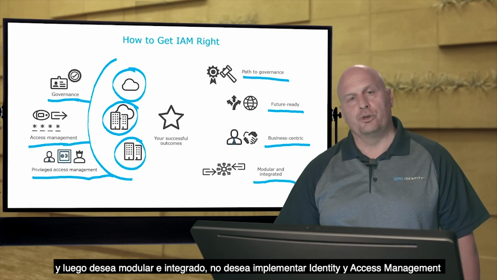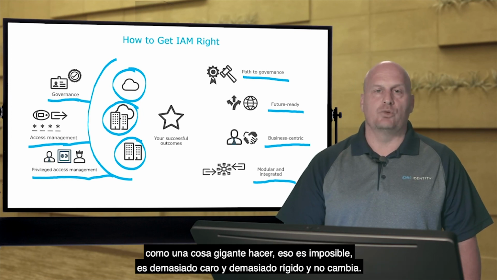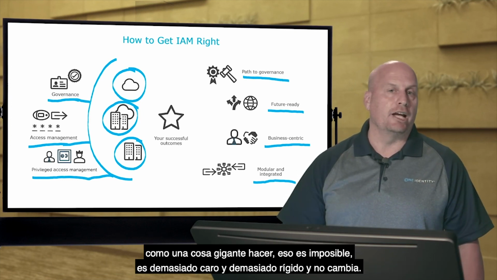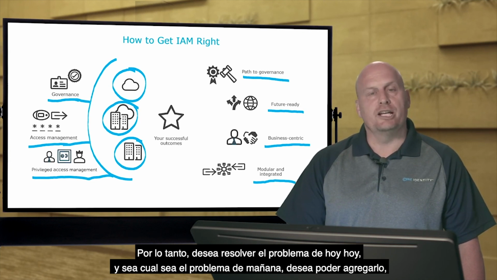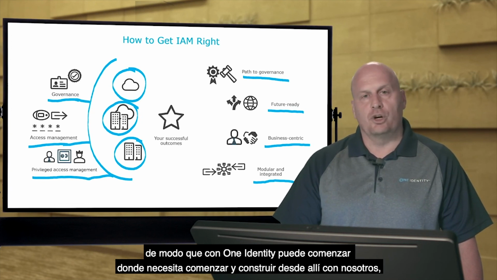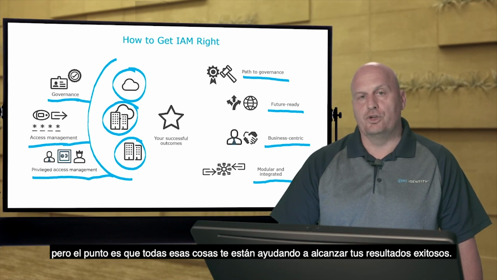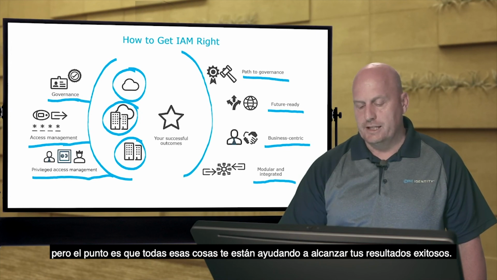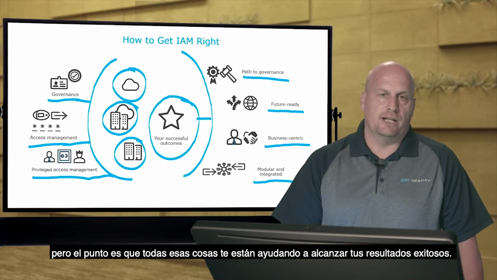And then you want modular and integrated. You don't want to implement identity and access management as one giant thing that you do. That's just impossible. It's too expensive and it's too rigid and doesn't change. So you want to solve today's problem today, and then whatever tomorrow's problem is, you want to be able to add on to that. So with One Identity, you can start where you need to start and build from there with us or even without us if you choose. But the whole point is that all of those things are helping you to reach your successful outcomes.